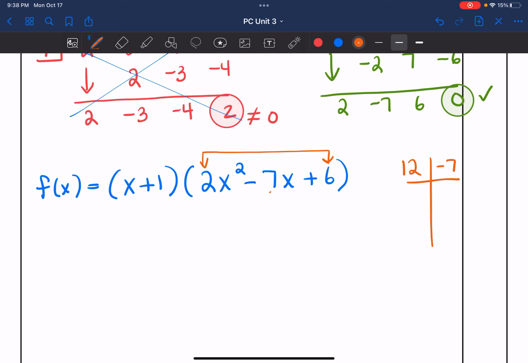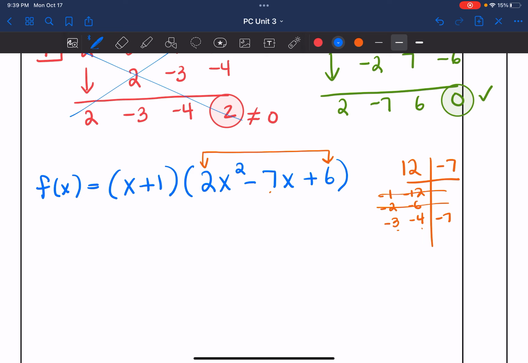Okay, so I could do 1 times 12, 2 times 6, 3 times 4. But I know that all of these are positive, so when I add them, I'm going to get a positive number. So what we could do is change everything to negatives. So -3 times -4, a negative times a negative gives me a positive, but when I add them, that's going to give me my -7 that I need. So those are the two numbers I'm going to use.